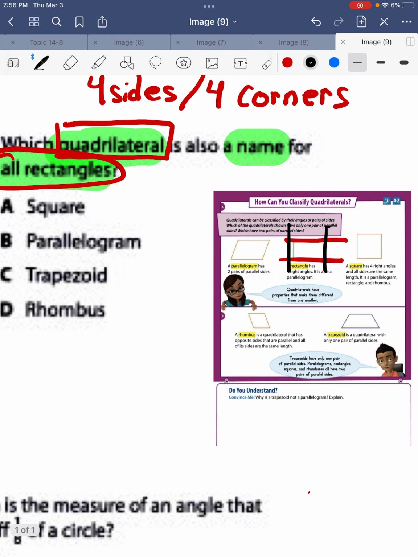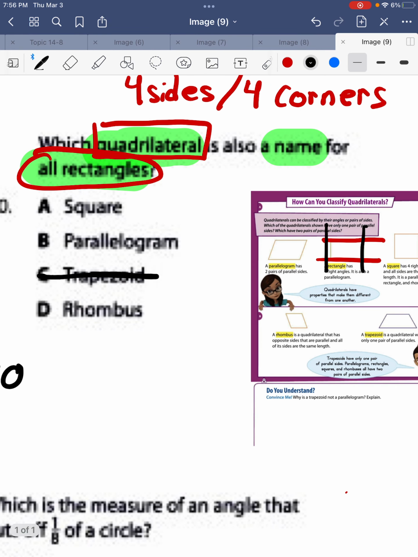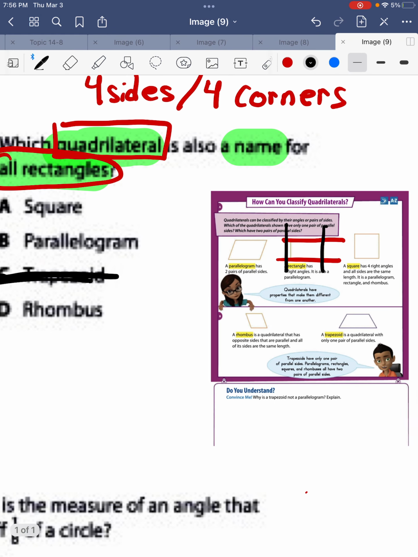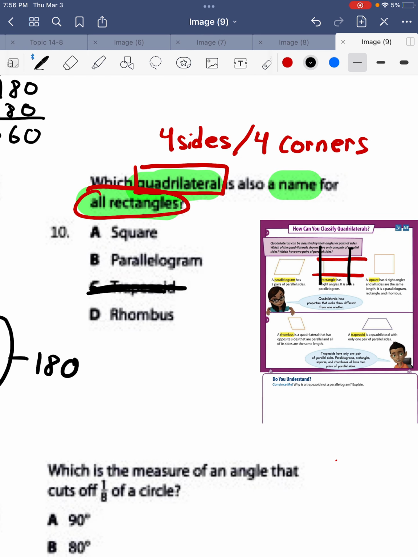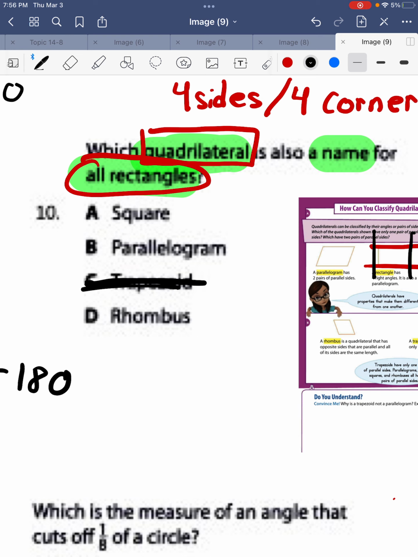So for sure, it cannot be a trapezoid. So you're looking for a quadrilateral. It's also a name for all rectangles.